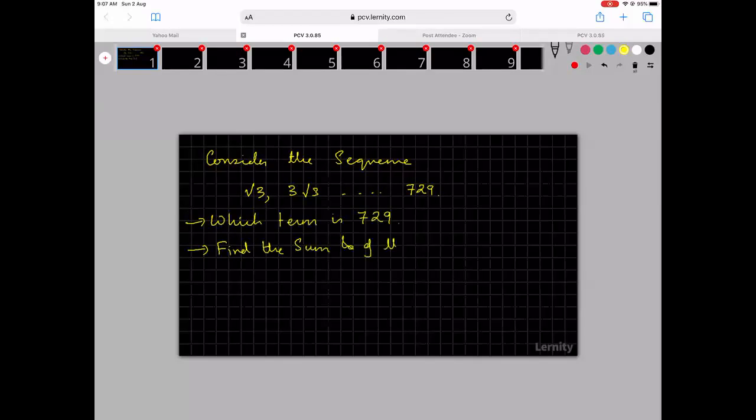Consider the sequence root 3, 3, 3 root 3, all the way up to 729. First, which term is 729? Second, find the sum of the first 10 terms.